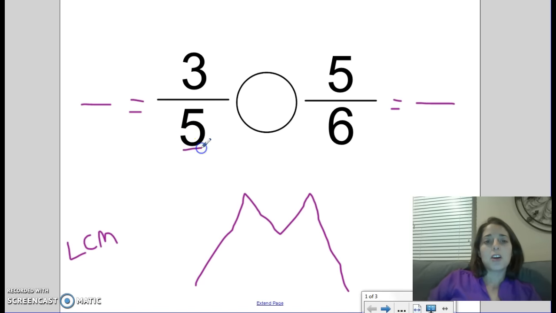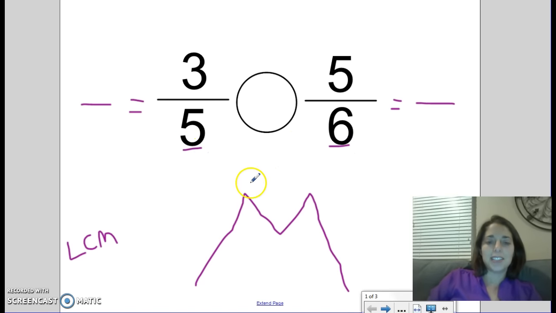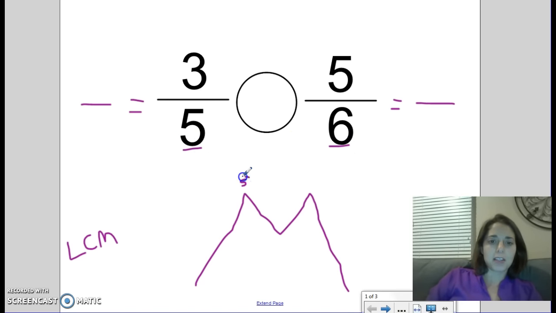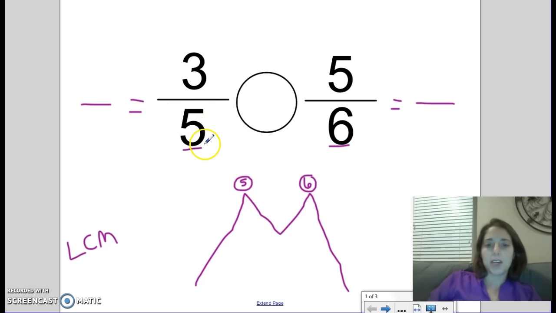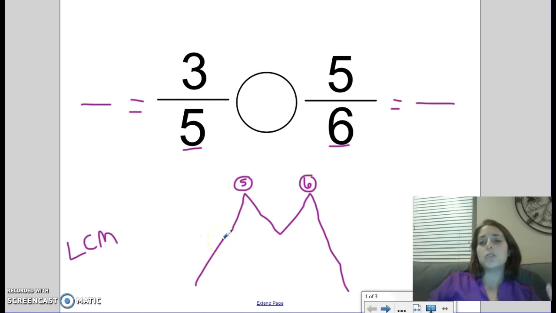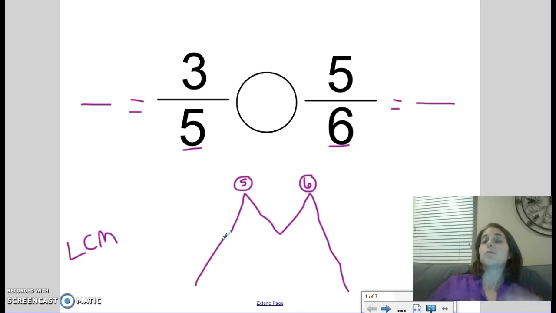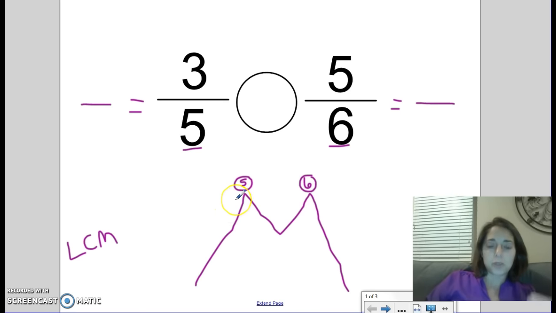So we're going to take our denominators, the 5 and the 6, and I'm going to put them up here at the top of our M. Again, M for multiple. And we want to make sure we're doing it with our denominators because we're going to be creating new denominators. So I'm going to list the multiples of 5. I shouldn't say all the multiples, because multiples can go on forever. I usually do 5, starting with the first one.